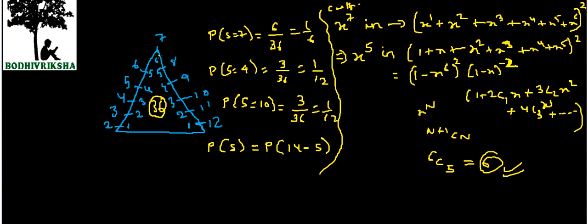We saw that the number of ways of getting the sum as 7 was 6. Similarly, we can find out the other possibilities as well. Let's say, for example, we were looking at the sum as 5. Then this one would have become x to the power 3, because 5 minus 2 is 3. Then we would have looked for the coefficient of x to the power 3, and we know that in this expression it is n plus 1 c n, so it becomes 4c3, which is the same as 4.